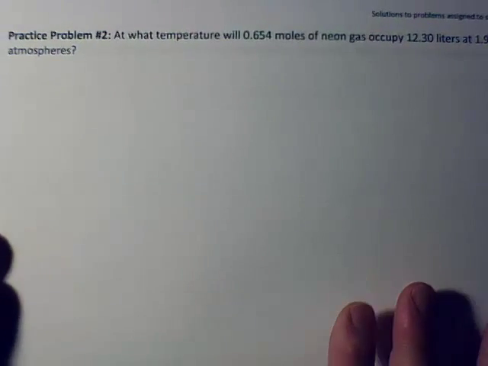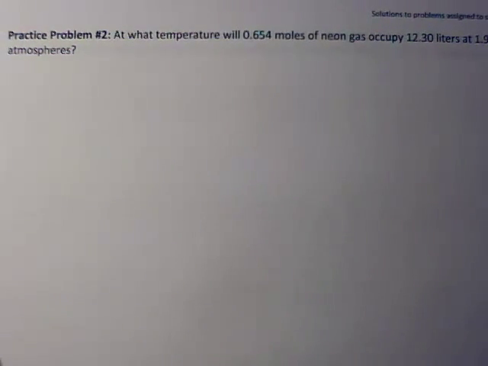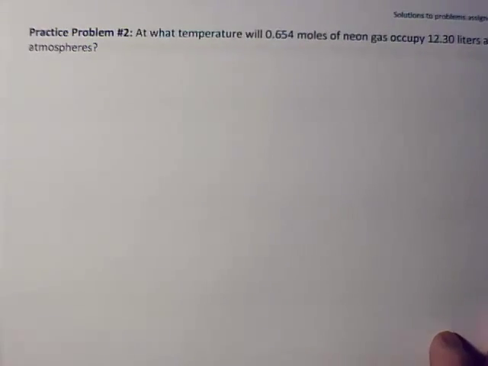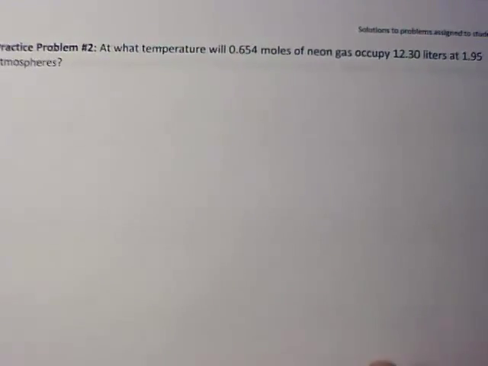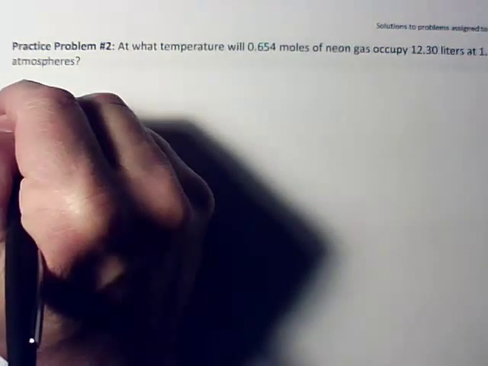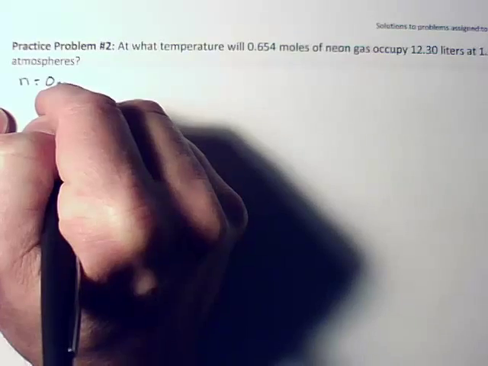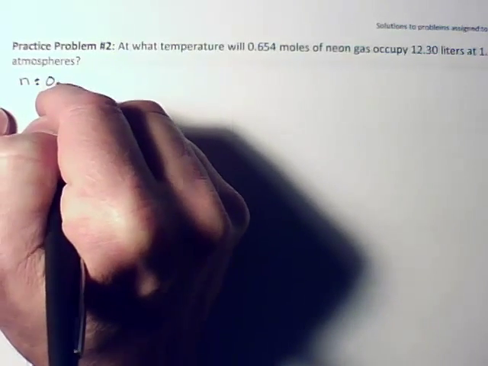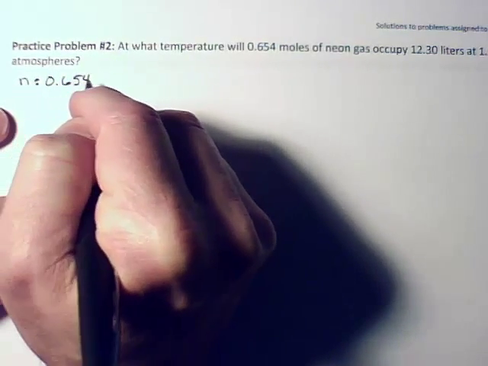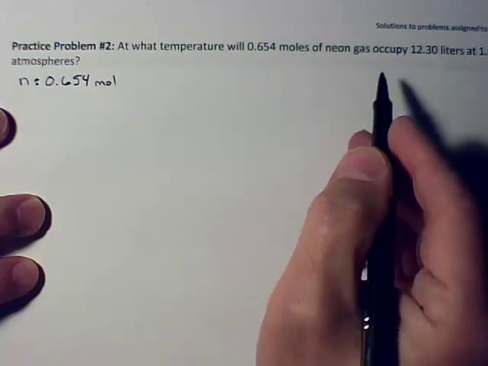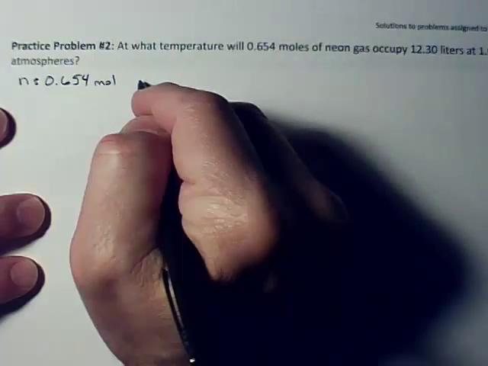At what temperature will 0.654 moles of neon gas occupy 12.30 liters at 1.95 atmospheres? So we've got moles. That symbol is N. 0.654 moles. We've got a volume of 12.30 liters.